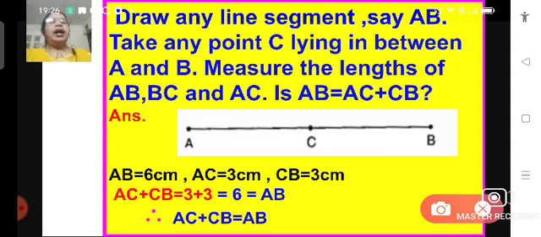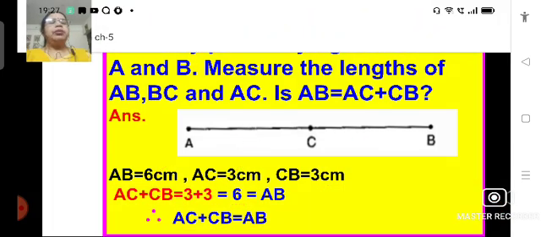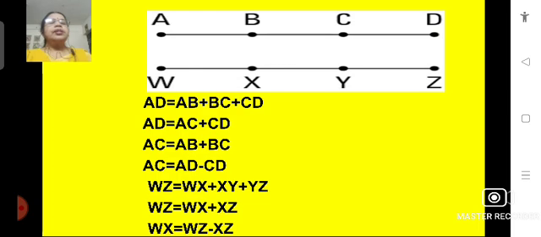So here, when we measure AB, it is 6 centimeter, and we have measured AC, it is 3 centimeter, and CB is 3 centimeter. So when we add AC plus CB, then it is 6, which is the measure of AB, 6 centimeter. So we can understand that AC plus CB is AB. So C is the point that is lying in between A and B.